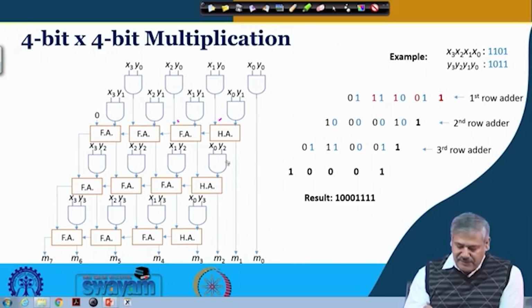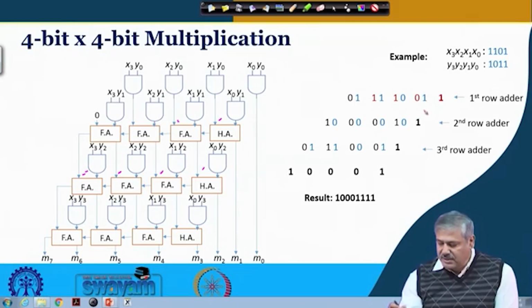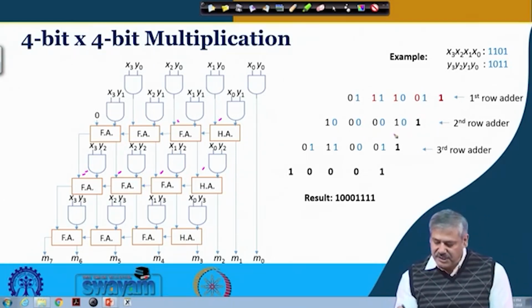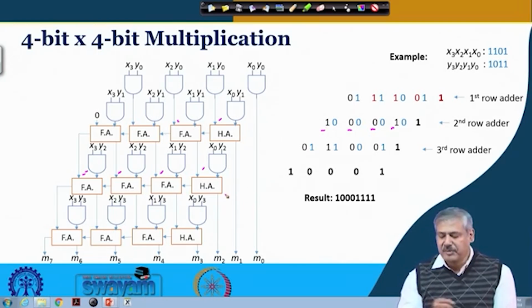So, this half adder, this full adder output is one of the inputs of the next set of adders, okay. So, this is the input to the next set of adders that is going as the adder output. So, this is what you see in the next group. These are the adder outputs from the previous stage. This is the carry that you get from the previous stage, okay.